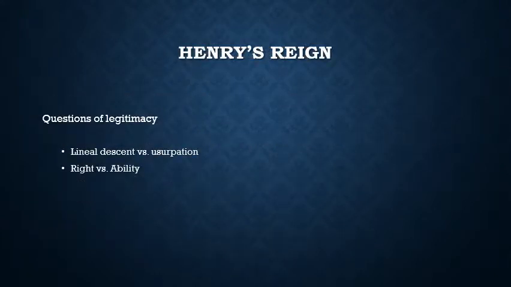So Henry's reign is very much shaped by the story of Richard II and the way Henry came to the throne, taking the crown from Richard. And this is something that we see throughout the Henry IV plays, even into Henry V, if we were to read that in class. Henry is plagued throughout his reign by questions of legitimacy. Richard was in the lineal descent. He received the crown through his father, through his grandfather.